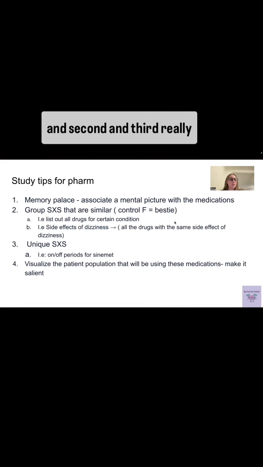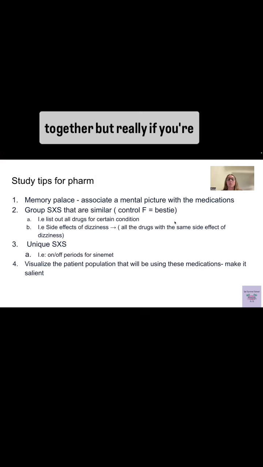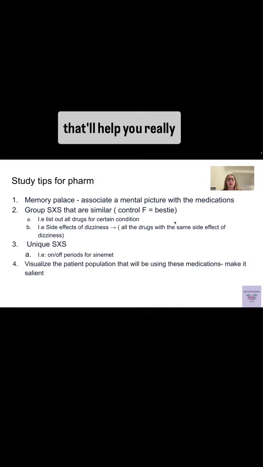The second one, and second and third really, is called the Venn diagram strategy. This is when you, and I have an example of this too, where you group the signs and symptoms. A lot of students tell me that it's hard to remember everything, all the adverse effects, they all kind of get jumbled together. But really, if you're able to group the signs and symptoms that are similar and differentiate what's unique, that'll help you really retain everything and keep everything organized as best as you can.